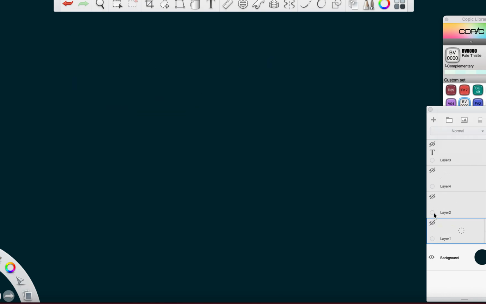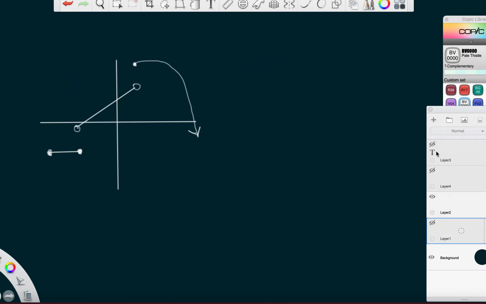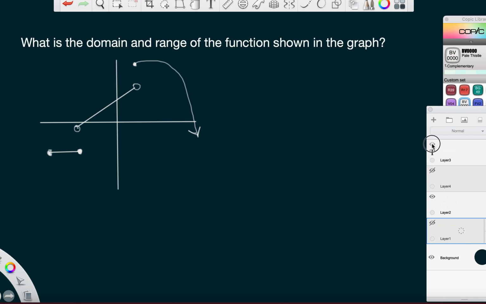So I'm going to move on to the next thing. There's a graph. All right, here we go. It says, what is the domain and range of this function? So let me grab another color here. Let's use yellow.